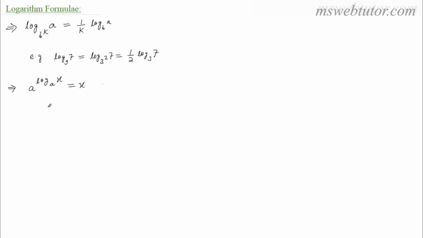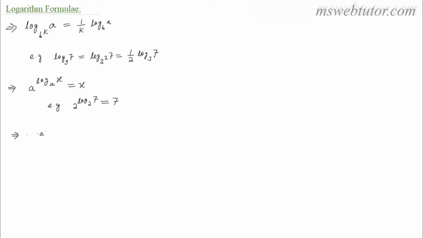Now let's have a look at some important formulae. If base b has some power k, then we can write 1 by k multiplied by the logarithmic function. Consider the example. Here the base is 9. So 9 can be written as 3 square. Now 2 can be taken out and it can be written as half times the logarithmic function. If any number is raised to the log of x, and if it has the same base as the number, then we can directly write it as x. For example, 2 raised to the power of log of 7 to the base 2 will be 7.